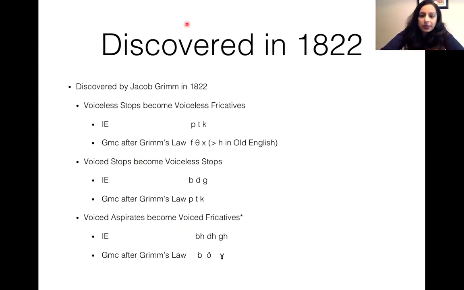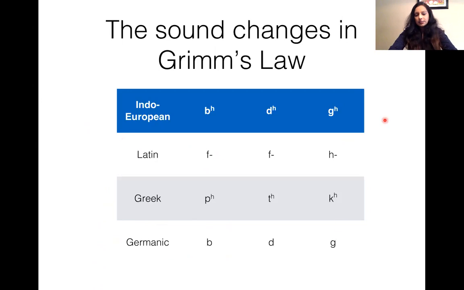I'll go from bottom all the way to the top. Voiced aspirates become voiced stops. So this is Indo-European bh, dh, gh. After Grimm's law they became b, d, and g, right? And then the voiced stops become voiceless stops. So that is b, d, g. This becomes p, t, k. And then in the last change, this p, t, k becomes f, th, and h, right, in Old English. These are the specific sound changes.